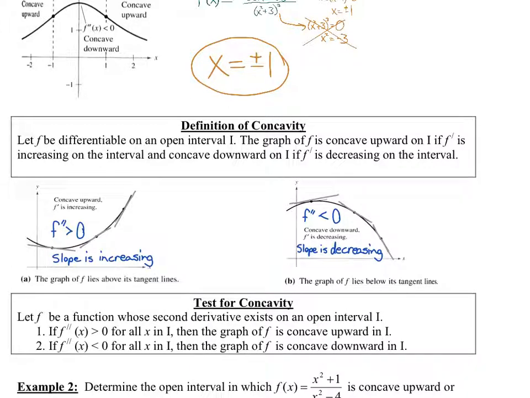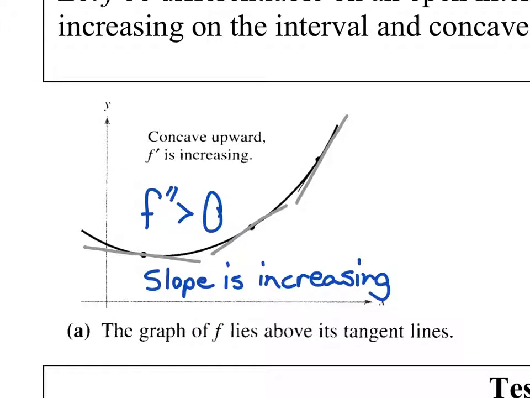As the slope is changing, how is it changing? Is it increasing? That means we're concave up. Is it decreasing? Then we're concave down. And these pictures here actually illustrate it pretty well.